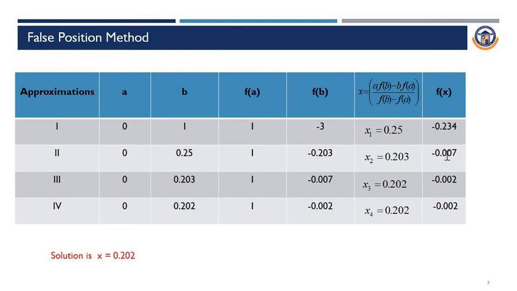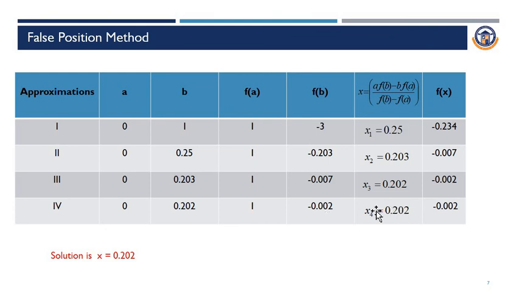Since it is once again negative, I have to compare with the positive, once again with f of a. So the lower bound remains as it is, 0, and the upper bound is 0.203. So f of lower limit, then f of upper limit. Once again, I find the third approximation x3. It is 0.202 and the f of x value is very close to 0. Once again, I compare this negative value with the positive. f of a remains as it is. So a is the lower bound, b is 0.202, and we take f of a and f of b.